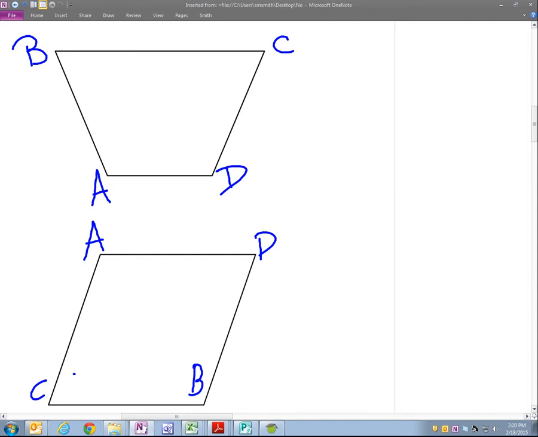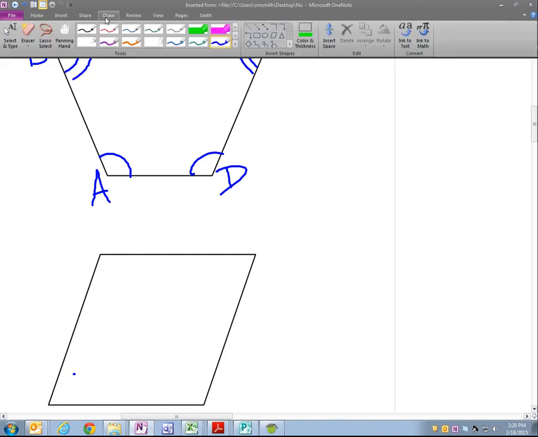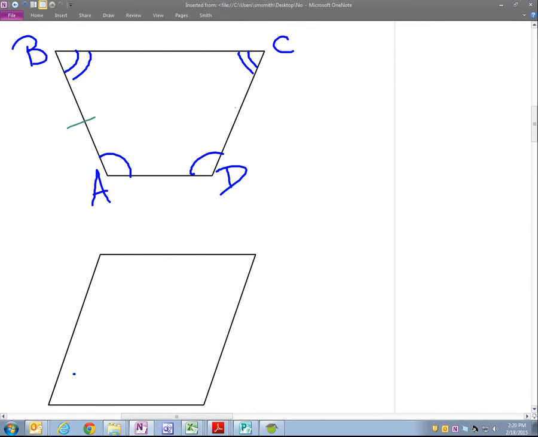So when I say naming quadrilaterals, that's not what we're talking about. You can't label it out of order like that. So we have quadrilateral A, B, C, D. I will tell you that this angle here is congruent to that angle. And there's going to be one set of congruent sides.